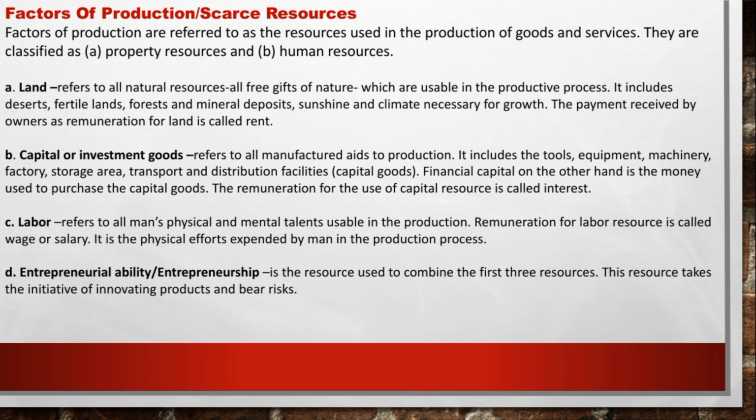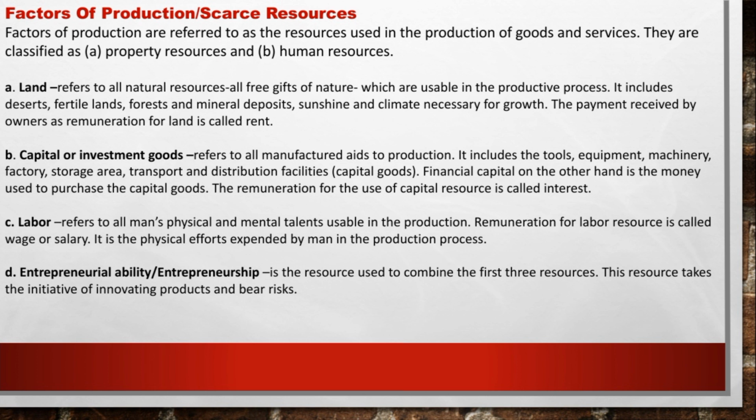Factors of production. Scarce resources. Factors of production are referred to as resources used in the production of goods and services. They are classified as property resources and human resources. We have A, land. It refers to all natural resources, all free gifts of nature, which are usable in the productive process. It includes desert, fertile lands, forests, mineral deposits, sunshine, and climate necessary for growth. The payment received by owners as remuneration for the land is called rent.